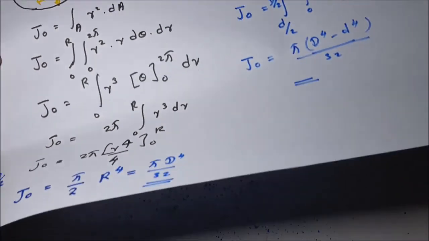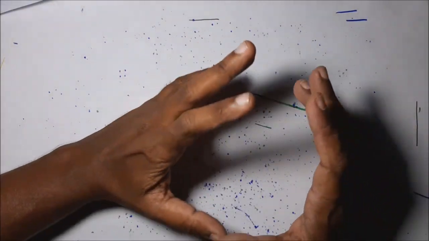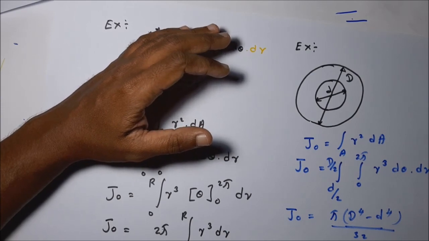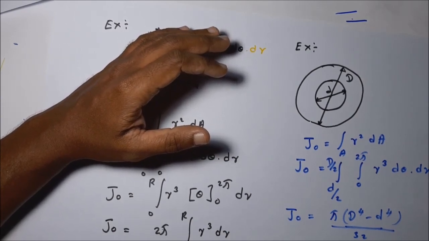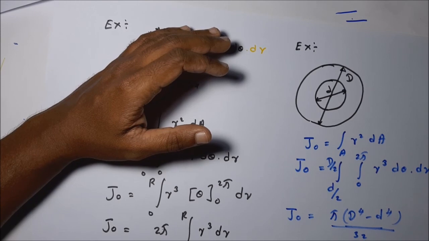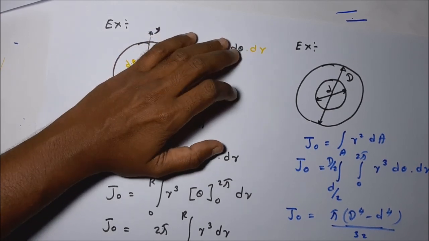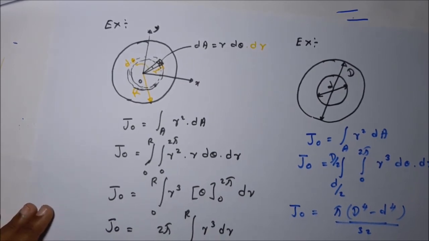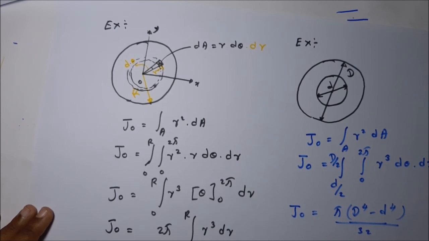This is all about the properties of plane area that we have discussed so far. We discussed the first moment of area, the second moment of area, and the polar second moment of area. These are properties of plane area. If you know these properties, we can calculate the behavior of structural components under different loading conditions.